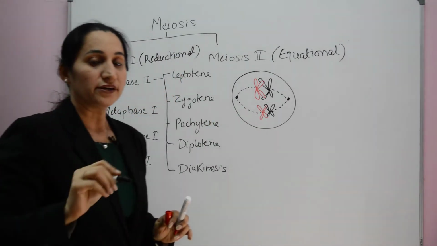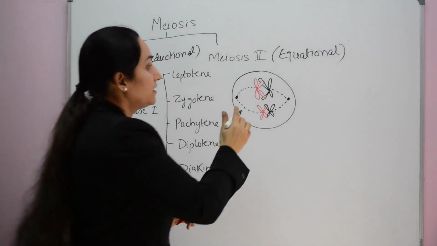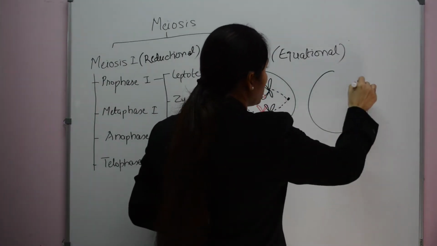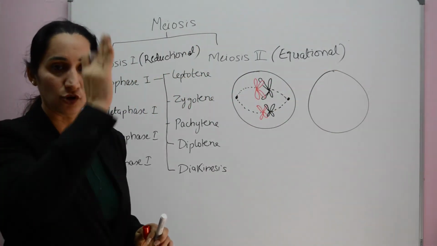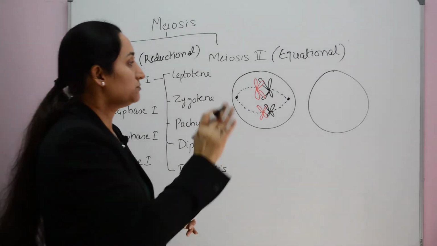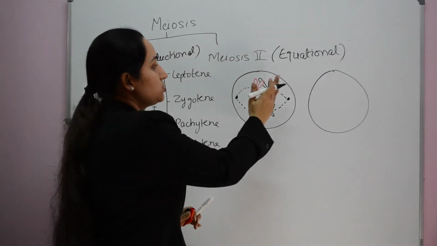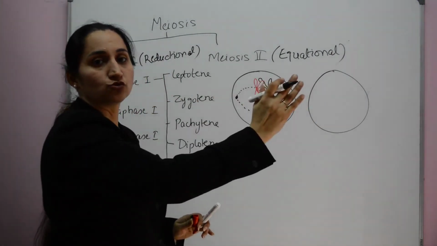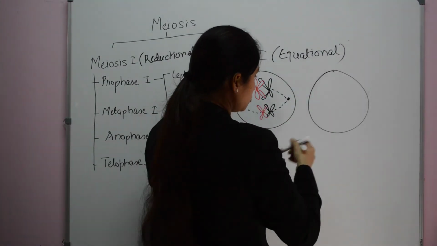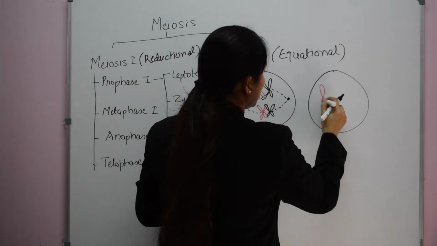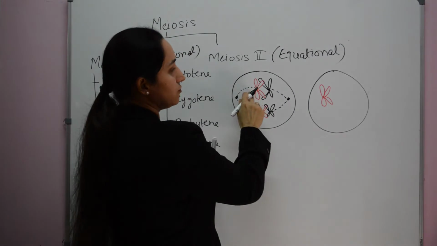Now, in mitosis, we have seen that when anaphase arrives, the centromere starts splitting longitudinally from the middle. But in meiosis, the difference is that here the centromere will not split. Only these two chromosomes will move away to the opposite poles. But now the maternal chromosome is not fully maternal and the paternal chromosome is not fully paternal. What happened here? Crossing over happened.